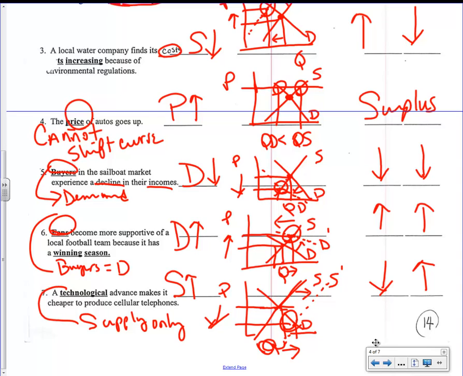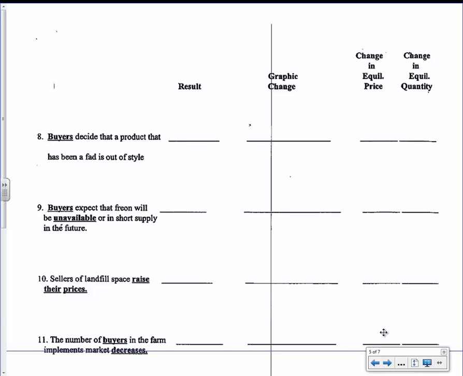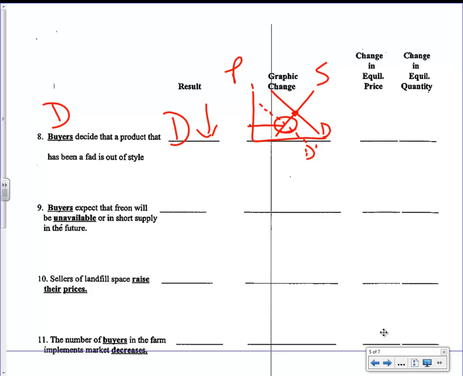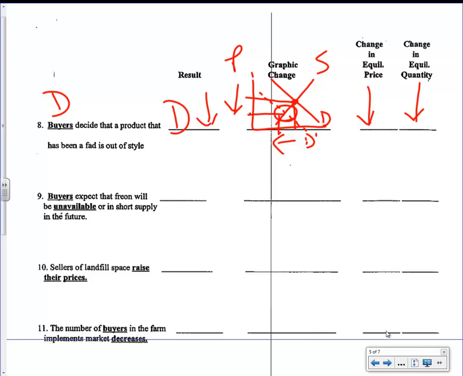Let's go to the next page. Buyers decide that a product has been a fad and is now out of style. So that means our demand has fallen. Supply, demand. Shift the demand curve to the left. Here is our old equilibrium. Here's our new equilibrium. So price went down, quantity down. Equilibrium price, equilibrium quantity, both have gone down.